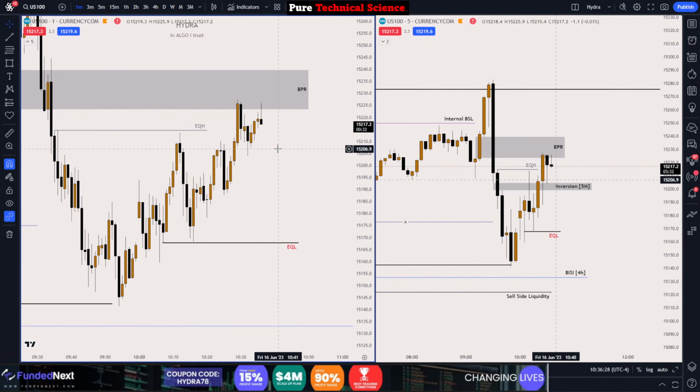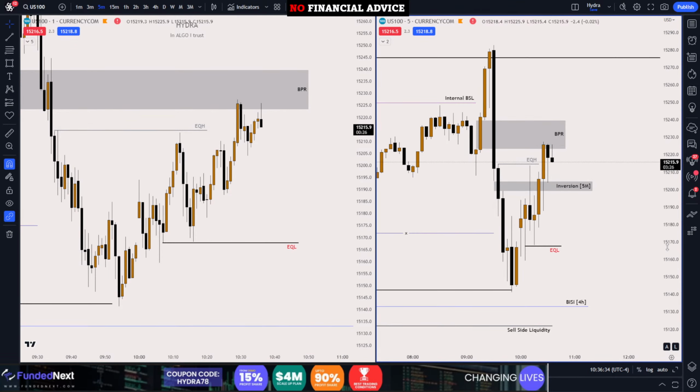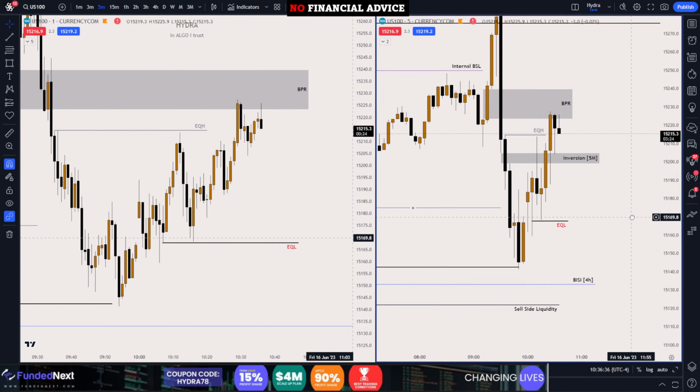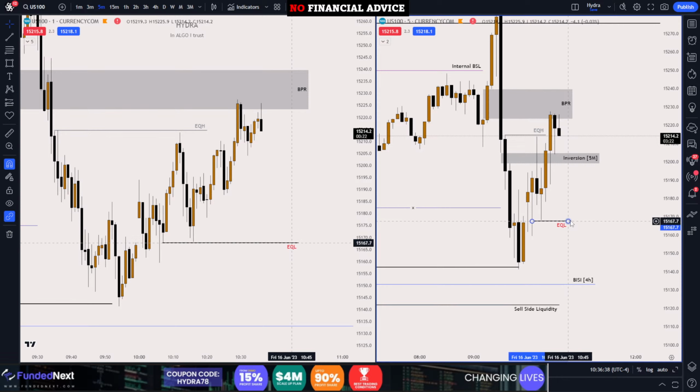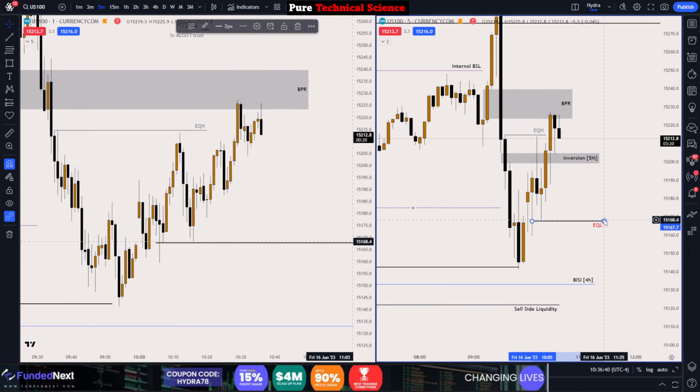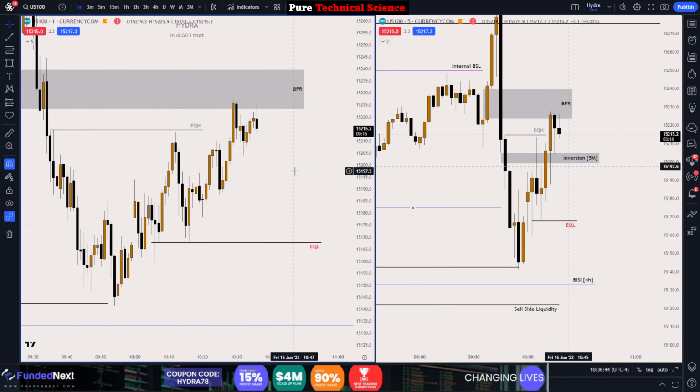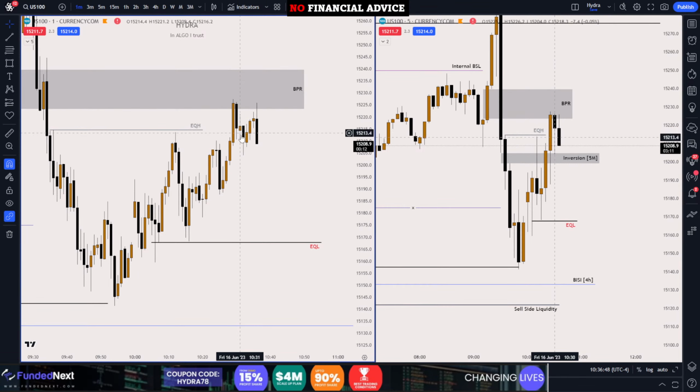So price hit the BPR again. And now let's see if price is going below this 5-minute inversion. This is not a breaker block. These down close candles that you see here are not a breaker block, as price did a stop hunt here.